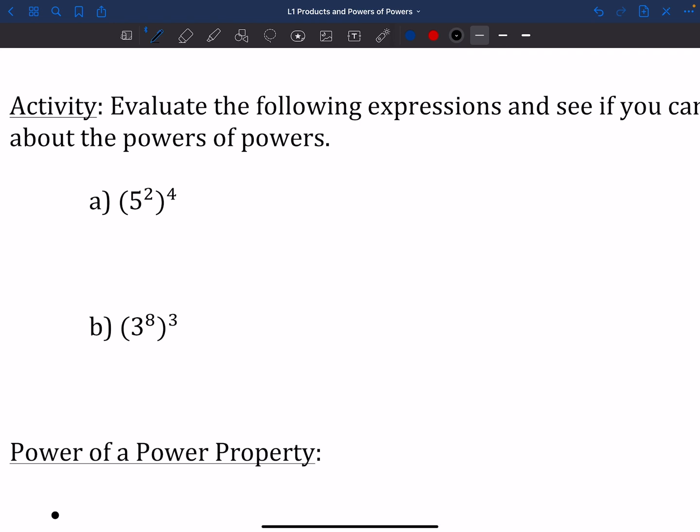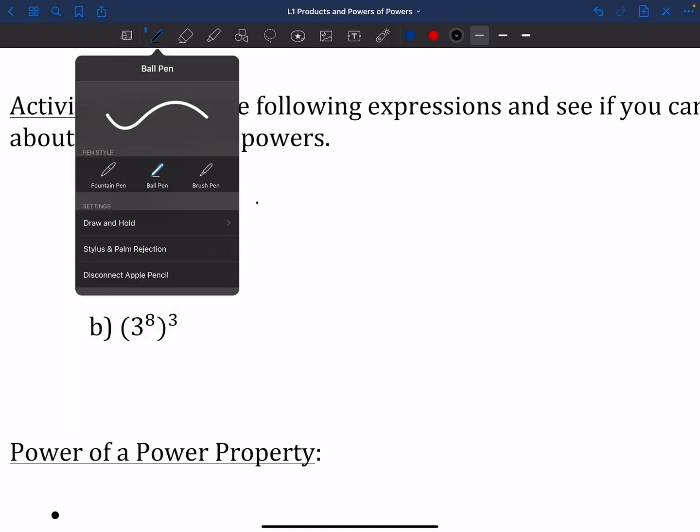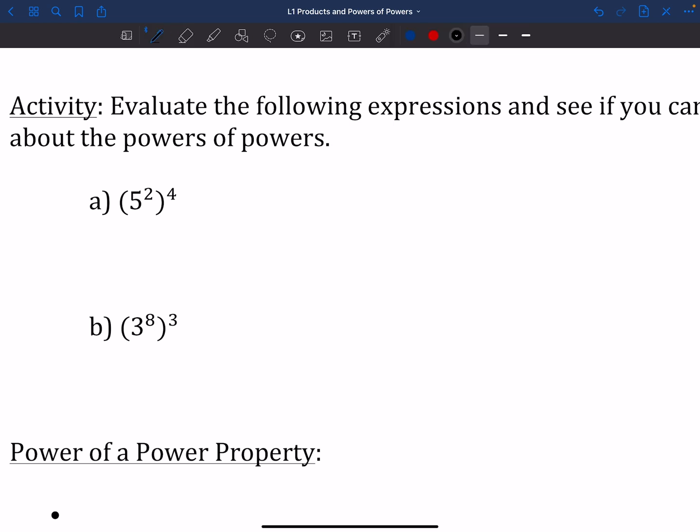So this first one is saying that I have 5 squared to the 4th power. With the parentheses, it can seem a little strange, right? That 4th power is telling me that I have 4 of that thing multiplying each other. So if I write 4 5 squareds, it'll look something like this: 5 squared times 5 squared times 5 squared times 5 squared. I have 4 of those.